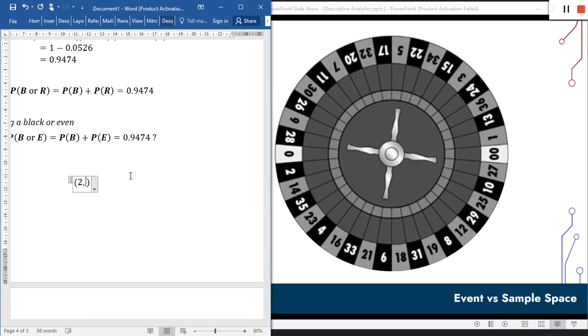2, 35, 4, 33, 6, 31, 8, 29, 10, 13, 24, 15, 22, 17, 20, 11, 26, and 28.